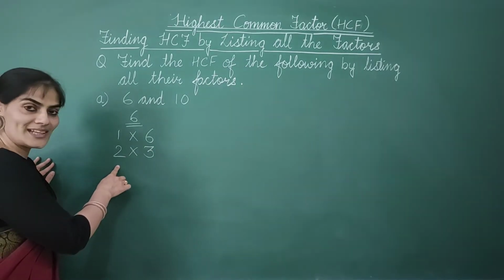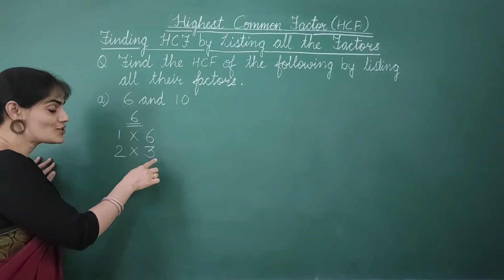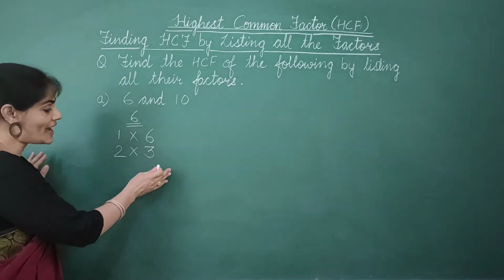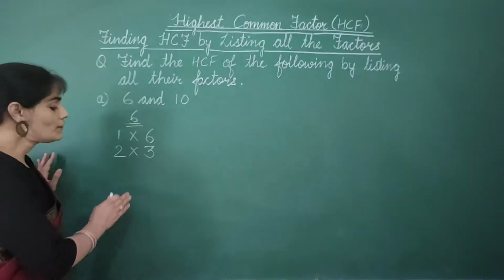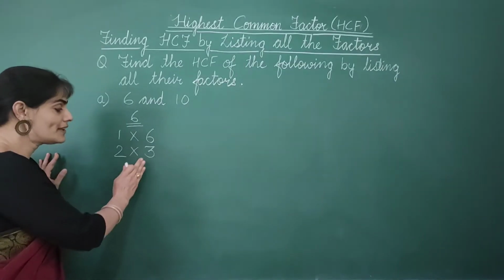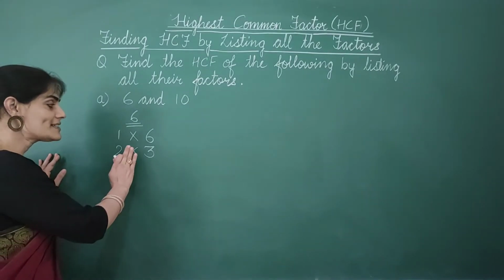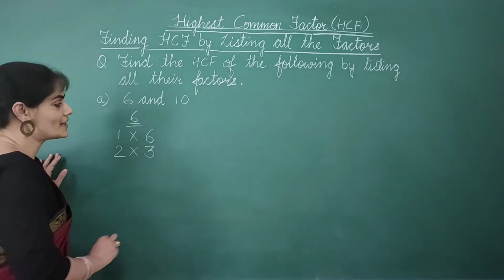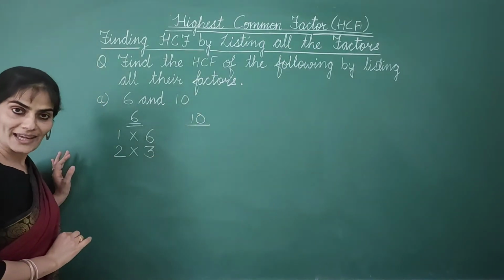The next counting number is 3. Now 3 is already there, so we should stop writing the factors as we have found all the factors of this number. If we keep writing, then it would be the repetition of the same factors only. So these are the factors of 6. Now we write all the factors of number 10.